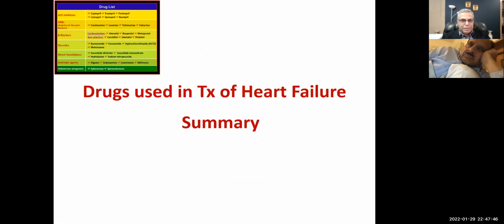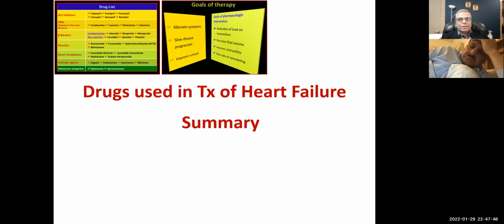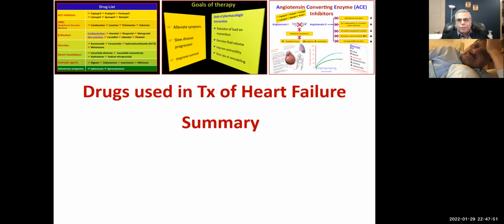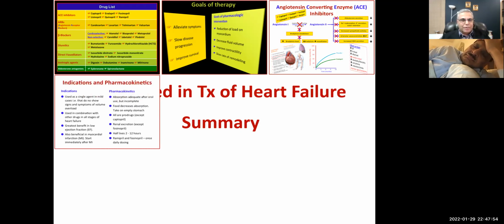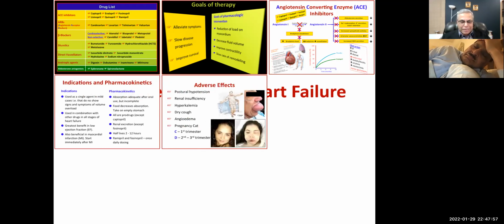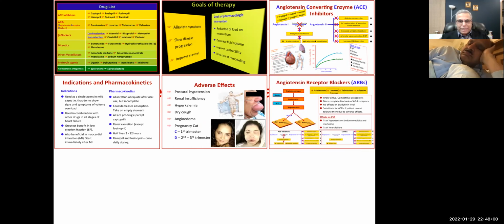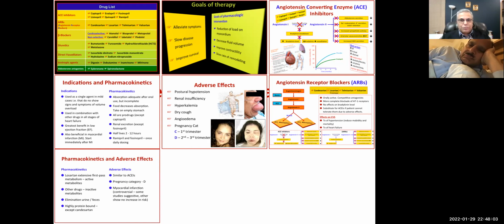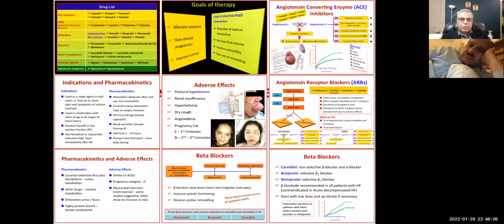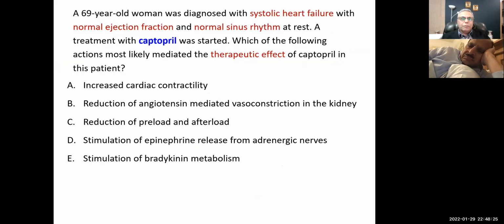So mortality is decreased. So what we have done so far, we looked at the drug list and we looked at the goals. We looked at angiotensin converting enzymes, their indications and pharmacokinetics, their adverse effects. We looked at ARBs, their pharmacokinetics and adverse effects, and we looked at beta blockers, all right? Any questions so far? Okay, now let me see the time. I think we have about 5 more minutes, okay? We started 3 minutes late, so we'll do 1 or 2 slides more, and then we will stop.